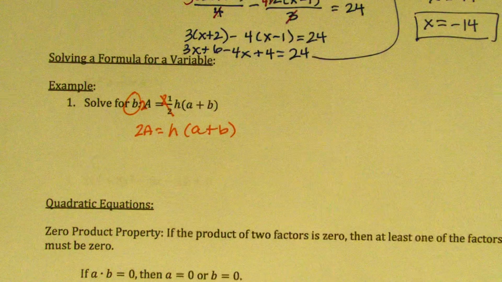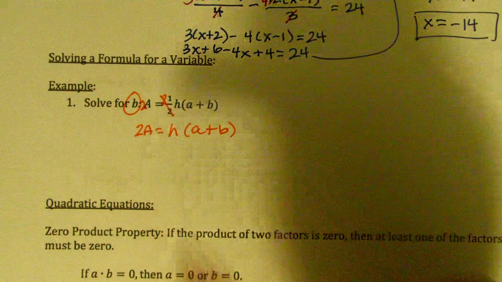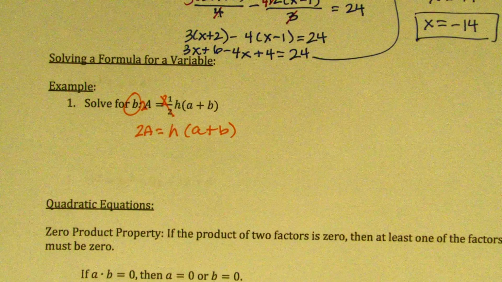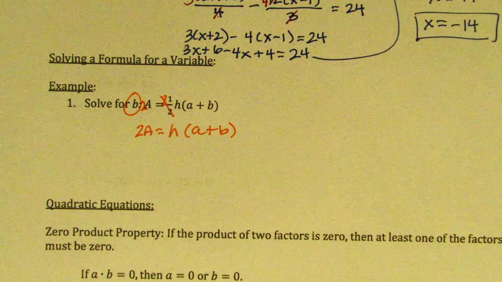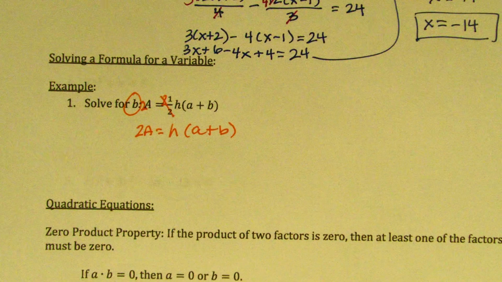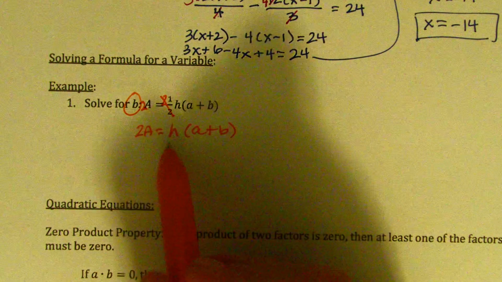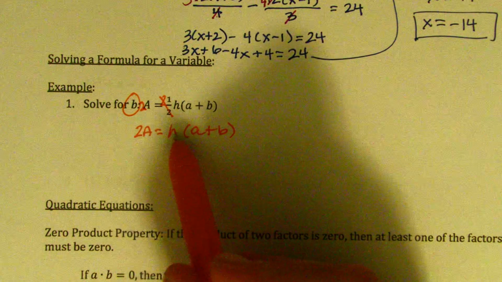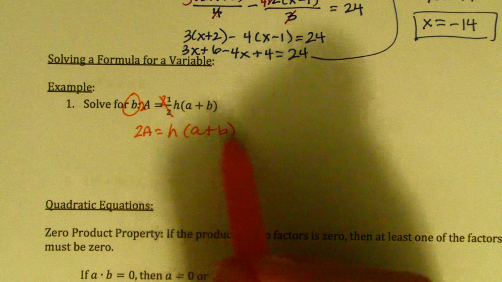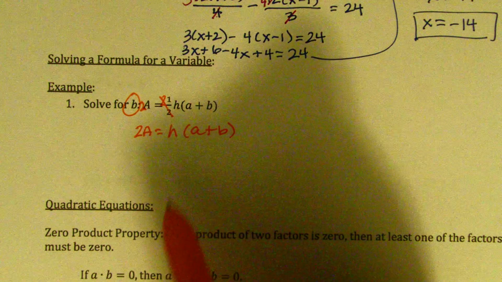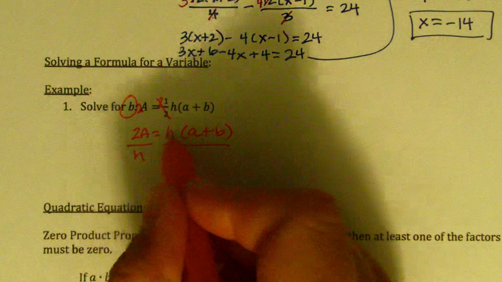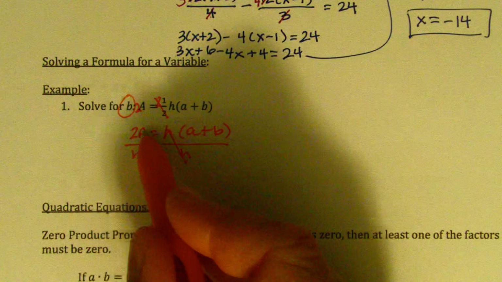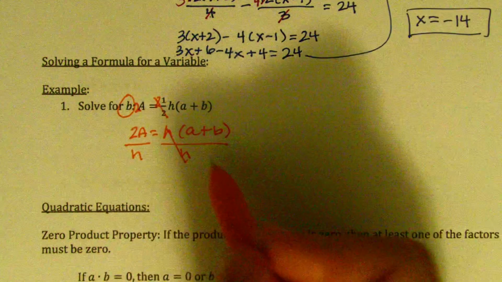Now, oftentimes what I'll see students do is distribute the h, and that's not wrong. It's just not, in my opinion, the most efficient way to go about this, because you end up doing a step that you end up wanting to undo later on. So I'm going to go ahead, if I have h times a plus b, and I'm trying to get this h off of here, I can divide both sides by h. And now I have 2A over h is equal to a plus b.